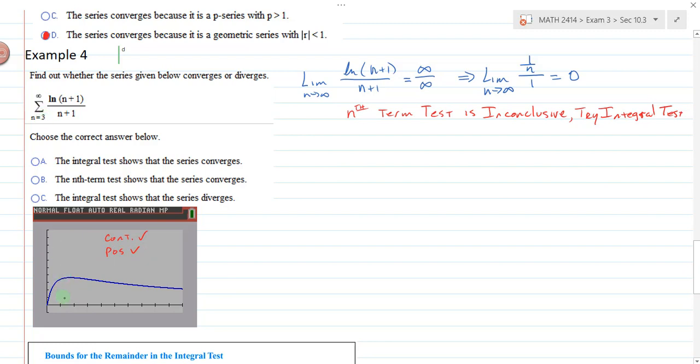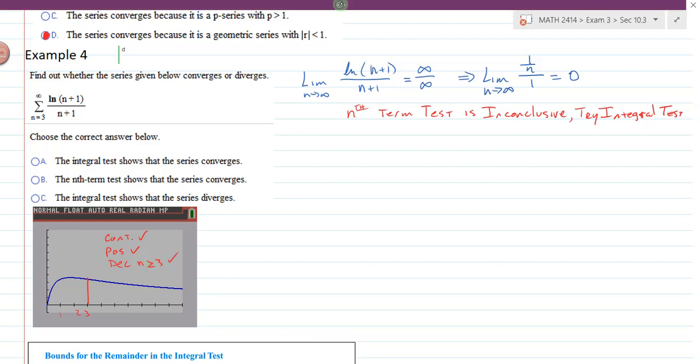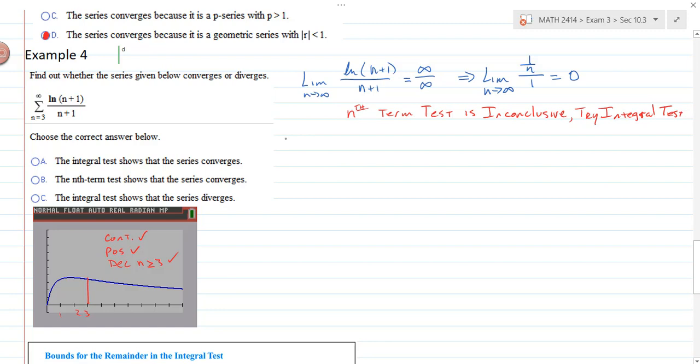This integral starts at 3, and here's 1, 2, 3. So once I get past 3, my function is decreasing for n greater than or equal to 3. So all 3 conditions that we need to check are satisfied. Now I'm able to set up the integral from 3 to infinity of the natural log of x plus 1 divided by x plus 1 dx.